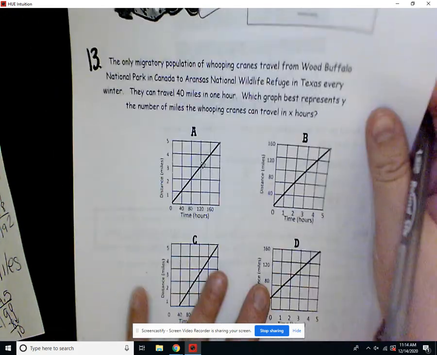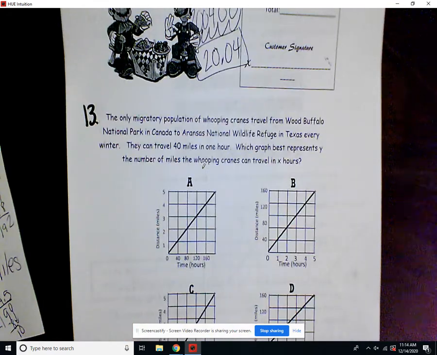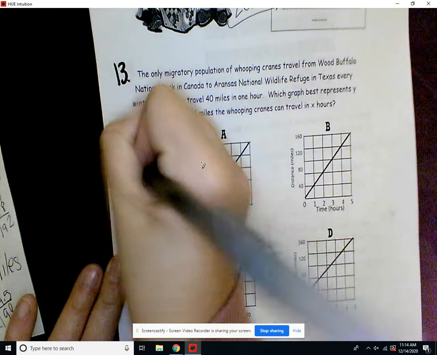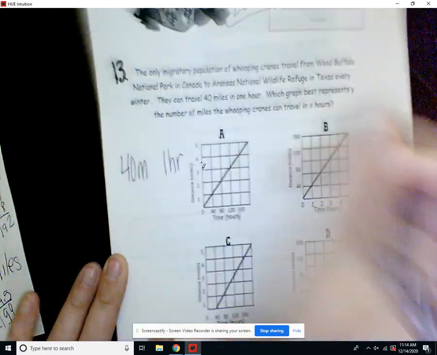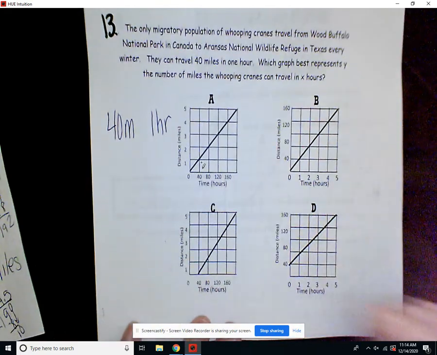All right, number 13. The only migratory population of whooping cranes travel from Wood Buffalo National Park in Canada to Arkansas National Wildlife Refuge in Texas every winter. They can travel 40 miles in 1 hour, which graph best represents the number of miles the whooping cranes can travel in X hours. So it's 40 miles in 1 hour. So that's what we're looking for, 40 miles, 1 hour.